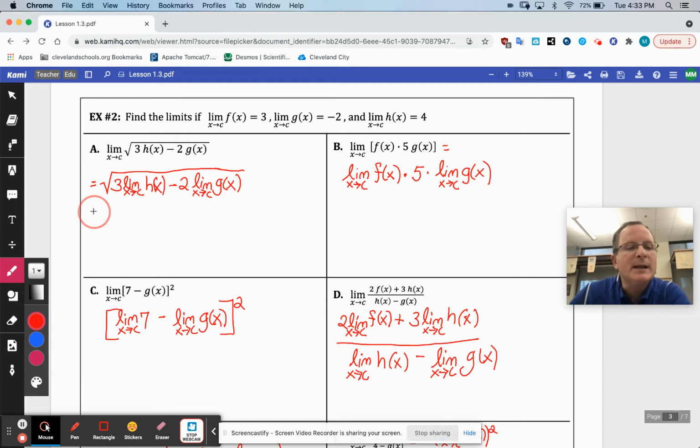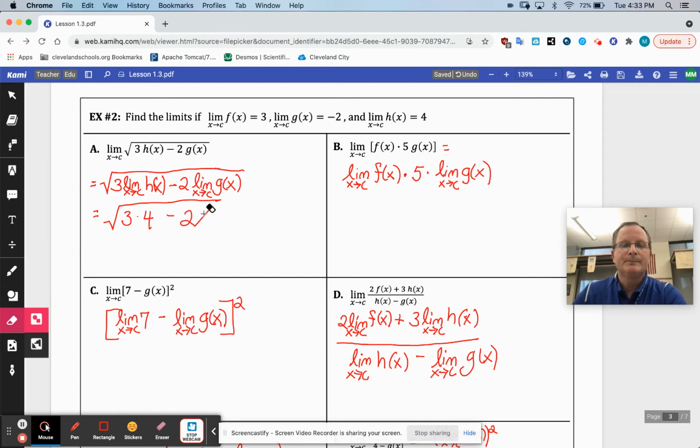On A, it's going to be the square root, and notice I've inserted the limit as x approaches c to both of the h of x and g of x. Okay, so we're going to have the square root of 3, and then they told me what the limit as x approaches c of h of x is. That's up here, it's 4. So that's 4 minus 2 times the limit as x approaches c of g of x, which we are told is negative 2. So we just have to pick it up from here.